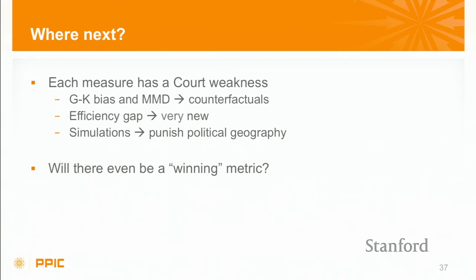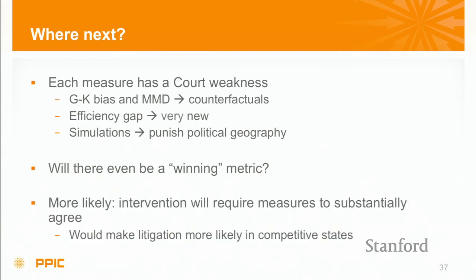My sense is I don't think there actually will be a winning metric if the court decides to intervene. My guess is what they probably would end up doing is either throwing it to the lower courts to work it out, or they would say, you know what, our standard says that all of these measures that have been presented to us need to agree, which they actually do in this case. But they all need to agree that it's a gerrymander, otherwise we're not going to get involved.